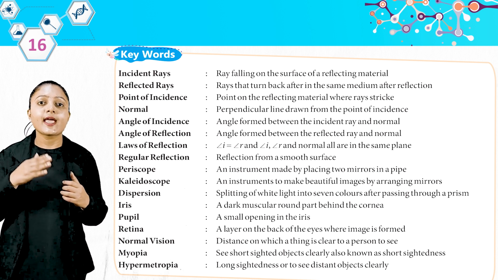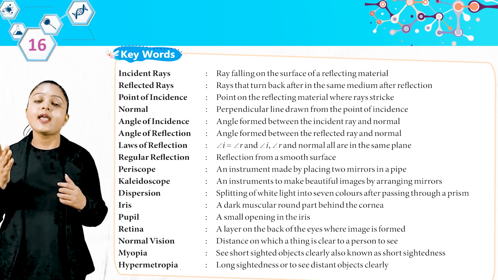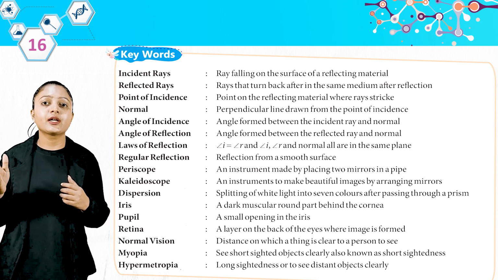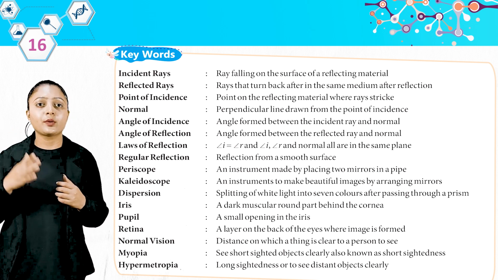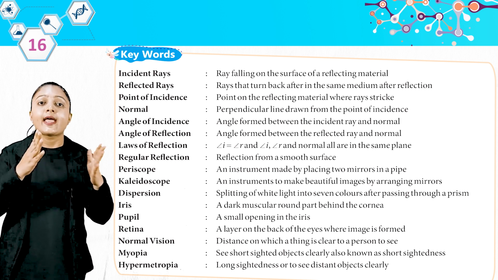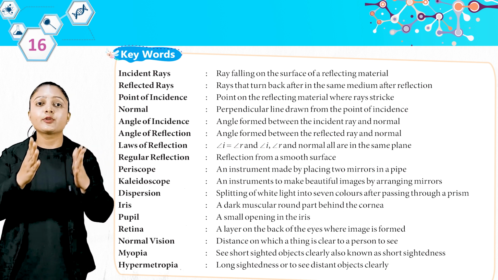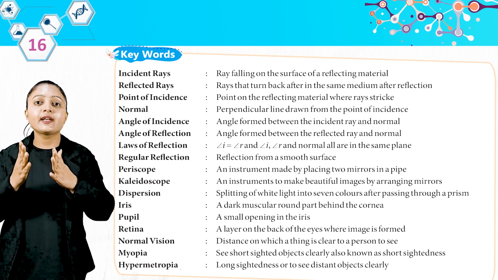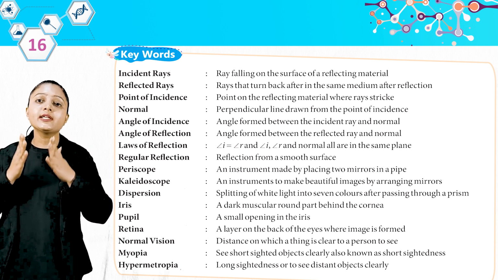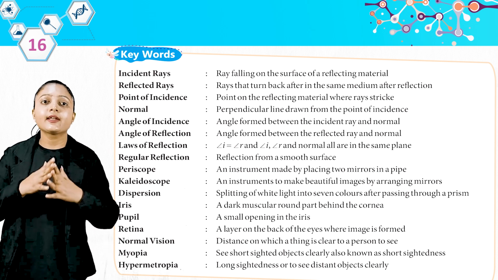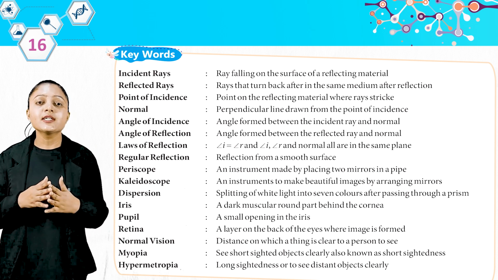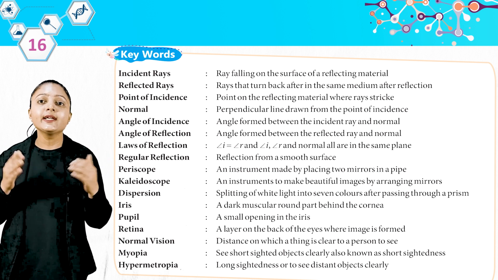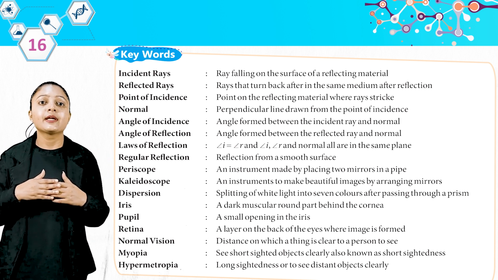Angle of incidence: angle formed between the incident ray and normal. Angle of reflection: angle formed between the reflected ray and the normal. Laws of reflection: incident angle is equal to reflected angle, and incident ray, reflected ray and normal are all in the same plane. Regular reflection: reflection from a smooth surface. Periscope: an instrument made by placing two mirrors in a pipe.